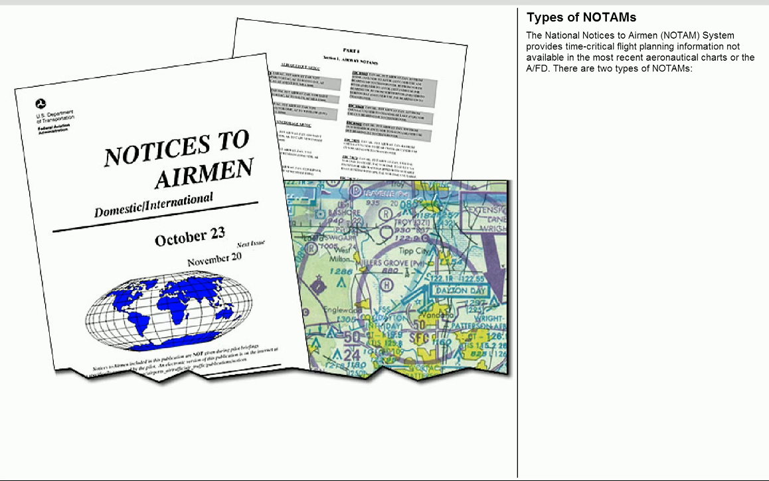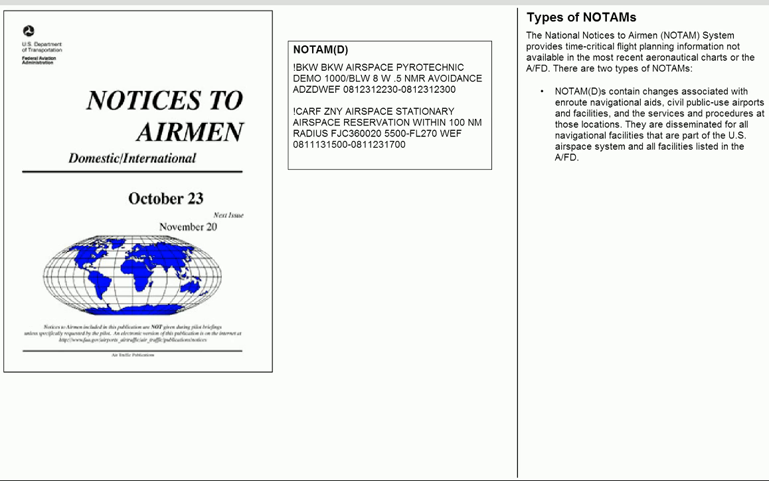Changes in aeronautical information aren't always known far enough in advance to include them in updates to aeronautical charts or the airport facility directory. The National Notices to Airmen system provides this time-critical flight planning information. There are two types of NOTAMs.